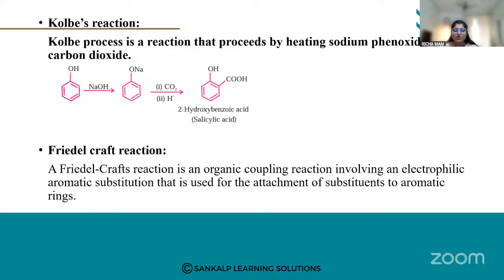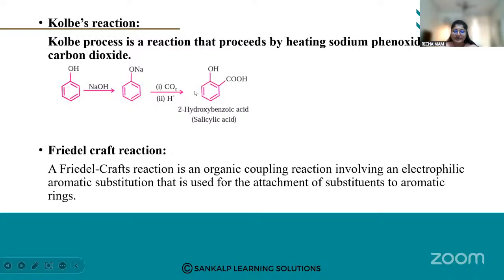Next we are seeing the Kolbe reaction. They will ask you to explain the Kolbe reaction with the equation. In the Kolbe reaction, we take phenol and convert it into sodium phenoxide. Sodium phenoxide is heated with carbon dioxide at a temperature of about 400 Kelvin and a pressure of 6 to 7 atmospheres. And what does it form?